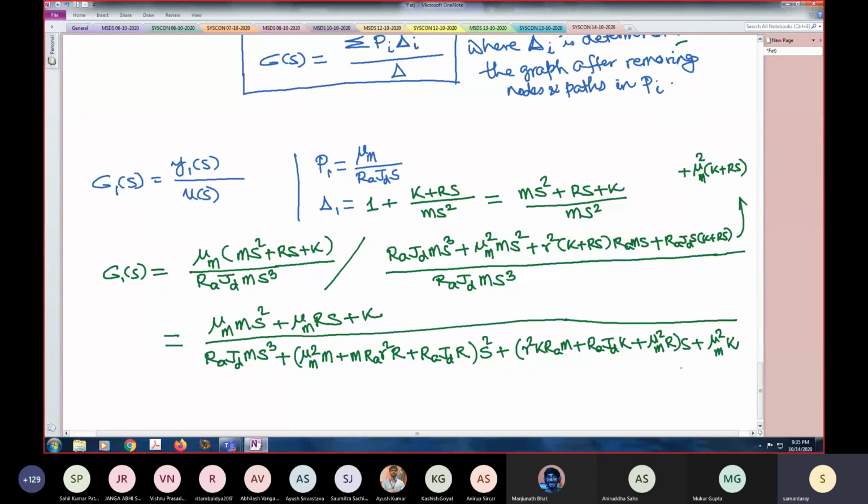Quite complex? Is the procedure understood? Yes, sir. This one is more complex.